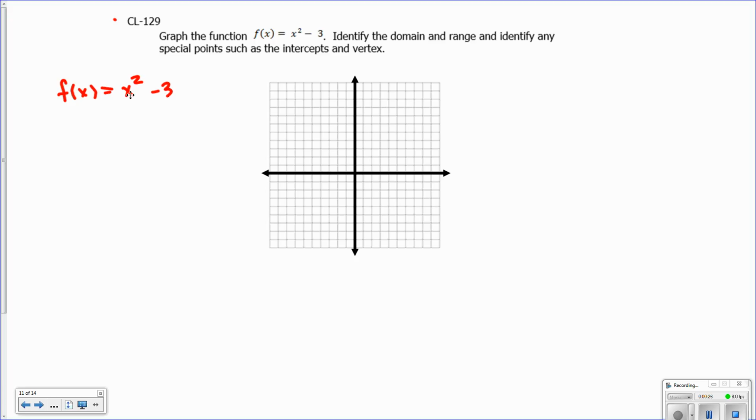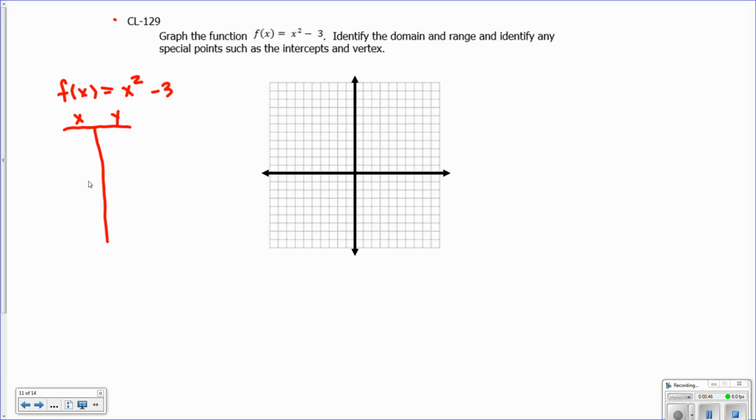So this is going to be taking our parabola and it should be shifting it down 3 units. This is our parent function. If you want to go ahead and set up a little table for yourself, if you're not sure where to graph it, eventually, when you're in this course, you're going to learn how to graph it without having to do all this.